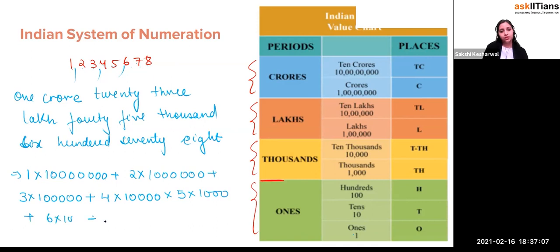100 plus 7 into 10 plus 8. This is called what? Basically the expanded form, how to write it, right? So you have to just follow the periods in which they are coming. So it's like ones, then thousand, then lakhs, and then crores, right?